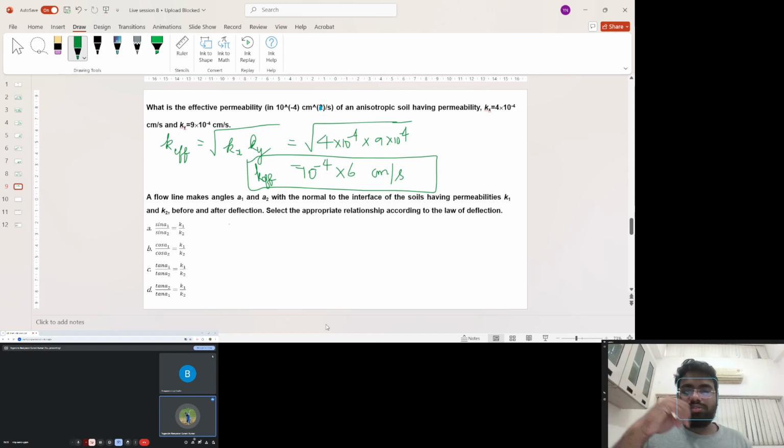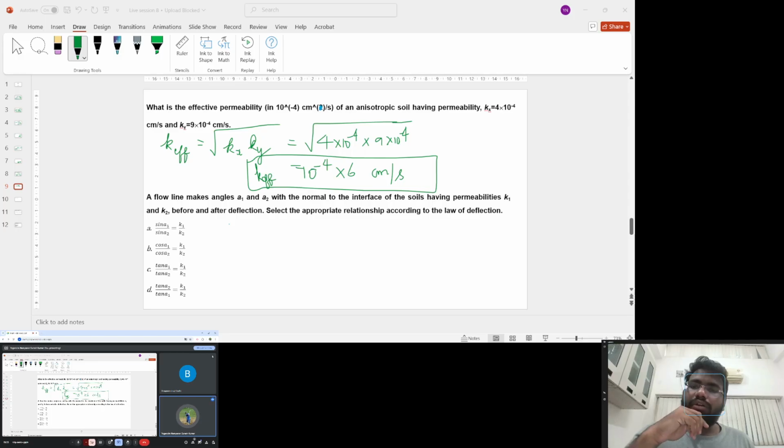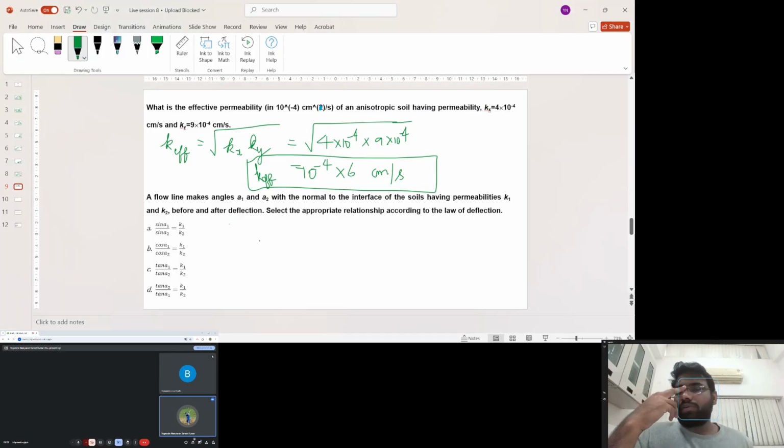I hope a similar kind of problem we have solved in the previous week also. So you should not be facing any issues in this. So now coming to the next question. The flow line makes angle A1 and A2 with the normal to the interface of the soils having permeability K1 and K2 before and after deflection. So select the appropriate relationship according to the law of deflection.